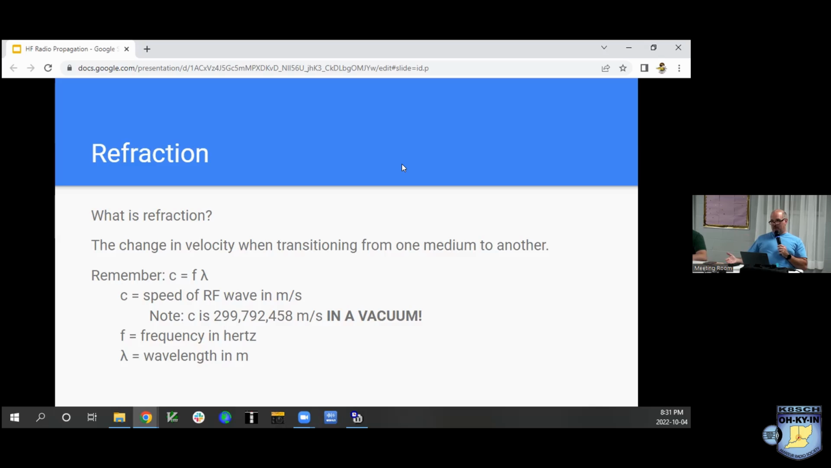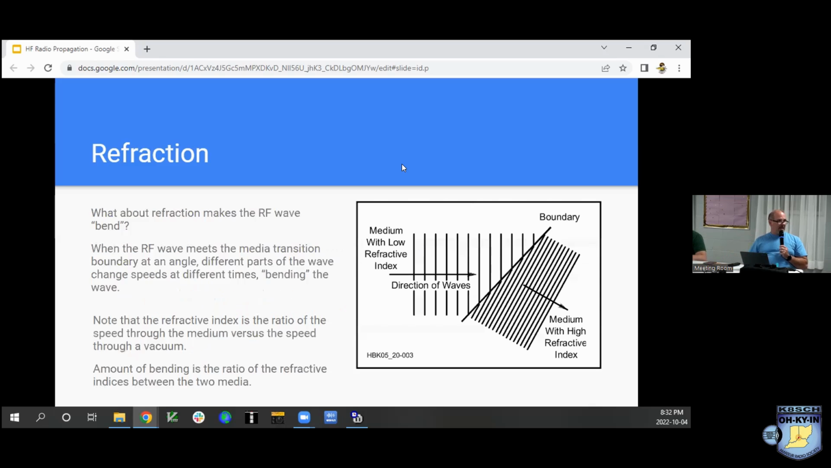So if we're changing something, we're going to change the speed of light. Essentially, we're going to slow it down going through this medium. Something has to change. The frequency is not going to change, so it's got to be the wavelength. So what about refraction makes the RF wave bend? When the RF wave meets the media transition boundary at an angle, different parts of the wave change speeds at different times, bending the wave.